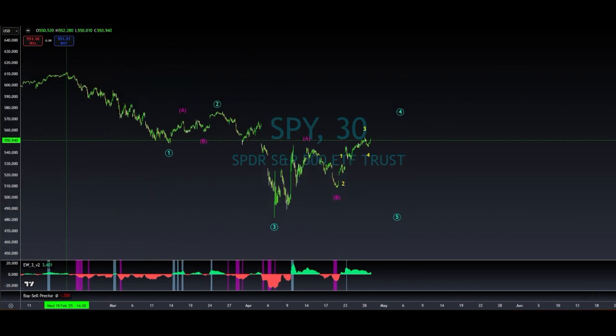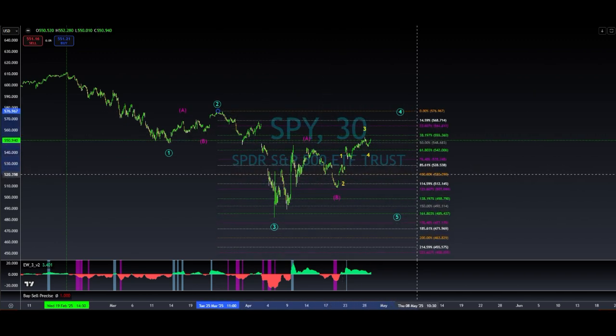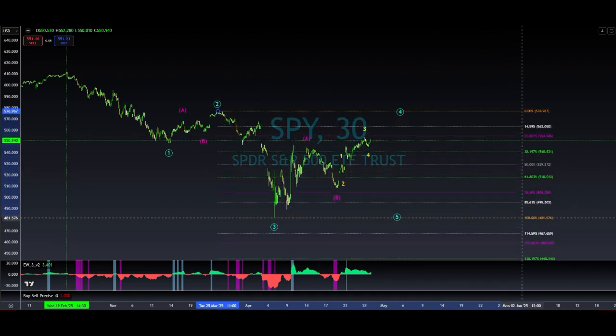Now I tend to use extensions and retracements. The first thing I'll do is try to figure out what wave 3 did. So I'll find where wave 3 began. I'll kind of mark that with a line, and then I'll come to where wave 3 ended.